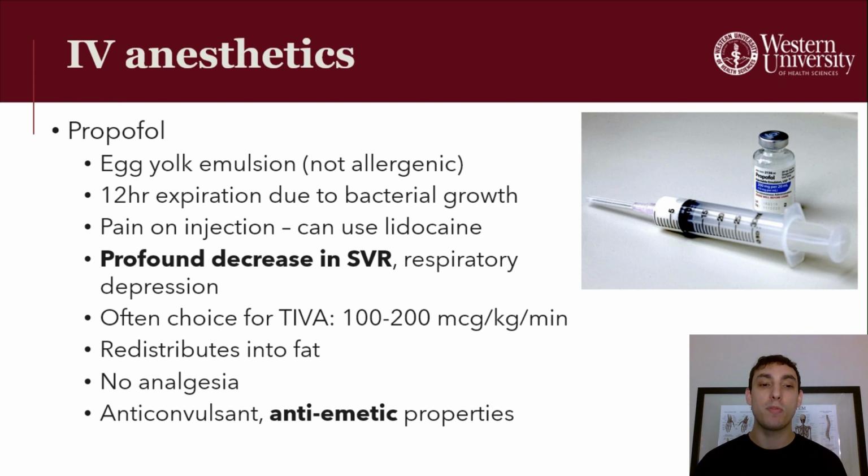Most important thing about propofol, it gives you a profound decrease in your systemic vascular resistance. When you give propofol, you need to be prepared for someone's blood pressure to drop. It also causes respiratory depression. If you are going to use TIVA, you do this at an infusion of 100 to 200 mics per kg per minute, but you're going to have to frequently adjust this depending on your patient.